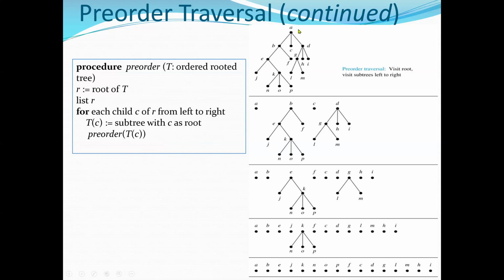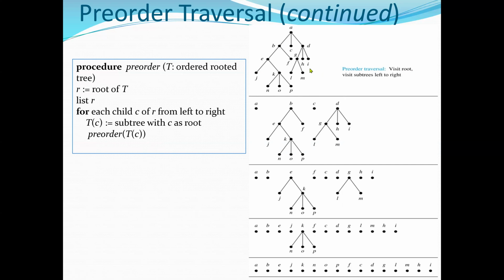So here we have a tree. We can see the root is A, then B, C, D, etc. up to the end. And we want to use the pre-order. Pre-order means we need to visit the root first. Then we go through the left, which starts from J. Then we move up.